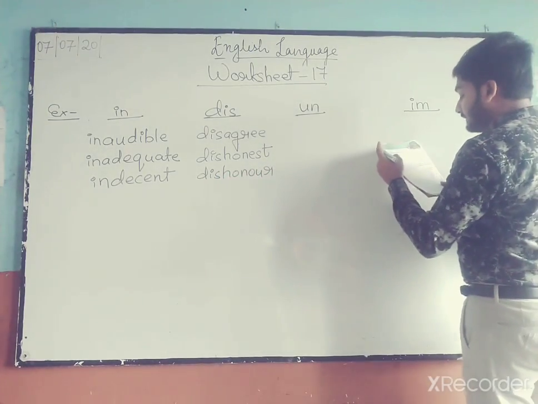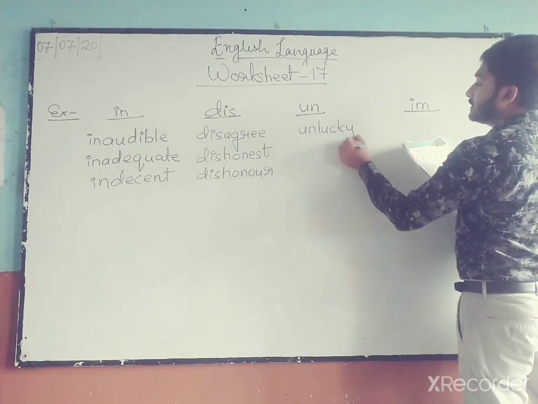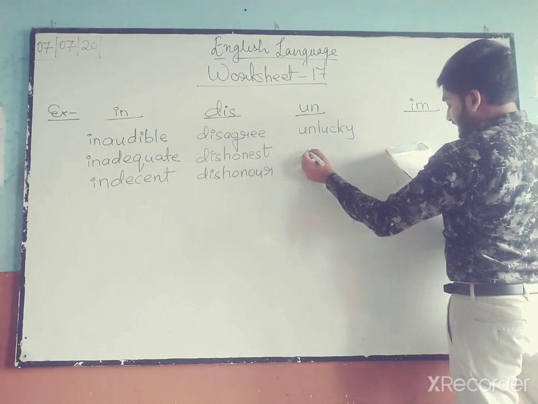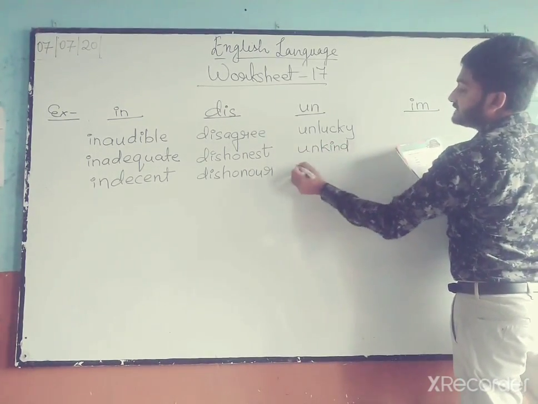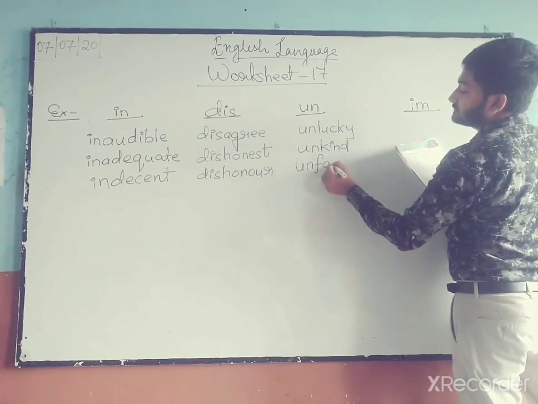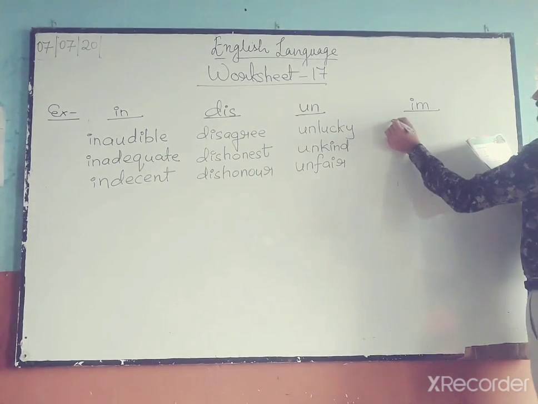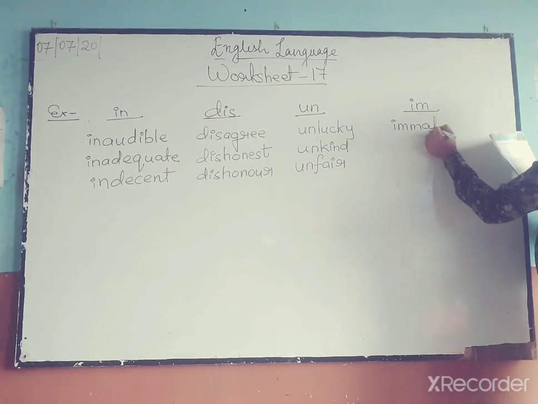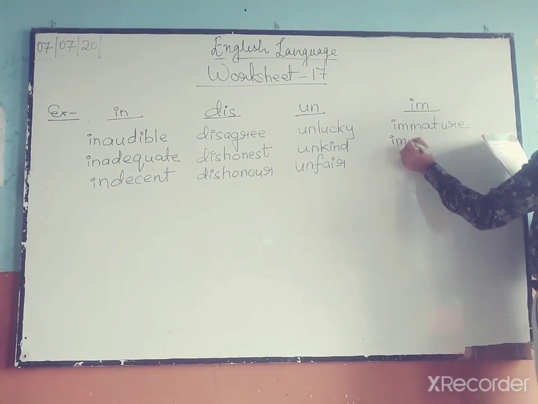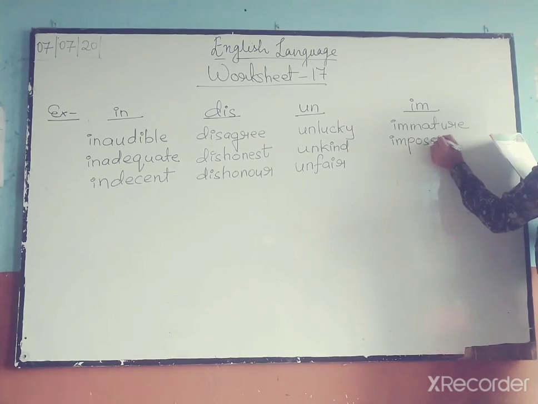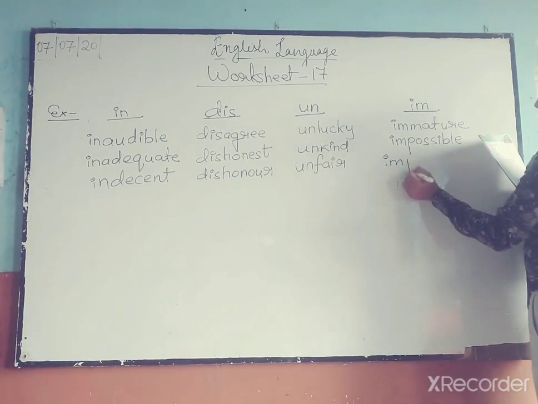For the column un we have unlucky. Number 2, on number 3 we have unkind. Last we have unfair. For the last column we have immature. In third one we have impossible. In last one we have impatient.